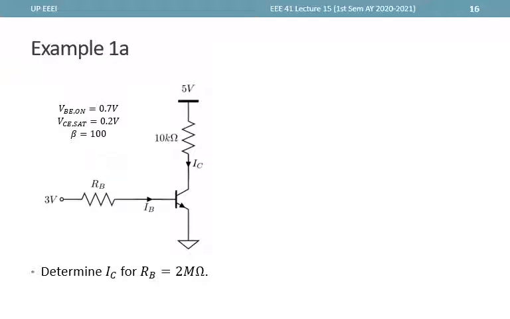Okay, so now let's have some numerical examples. Consider this fixed bias circuit right here with an NPN BJT. We will use the normal values of 0.7 for VBE on, 0.2 for VCE sat, and we'll assume a beta of 100 for this transistor. Now the task is to determine IC for RB is equal to 2 mega ohms. So this must be 2 mega ohms.